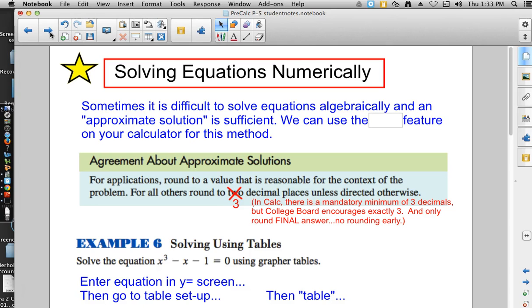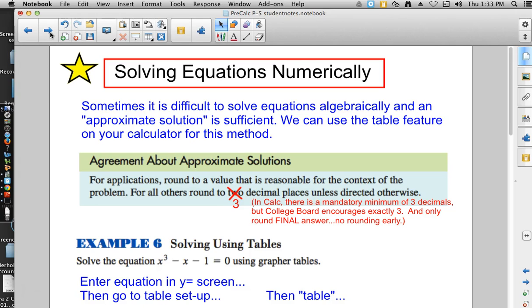So now, solving equations numerically, like it says, sometimes it's difficult to solve equations algebraically, and an approximate solution is sufficient. And that's when we use the table feature on your calculator for this method, or some other methods I'm going to show you in a little bit here. This is actually my least favorite, but it does show you guys how to manipulate your table, which a lot of you have never done before.